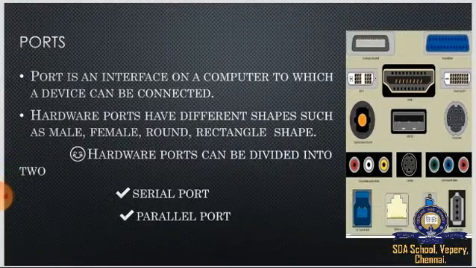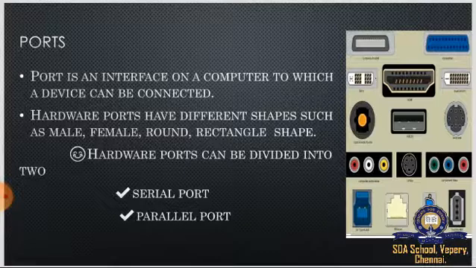Next we are going to see is ports. Port is an interface on a computer to which a device can be connected. Hardware ports have different shapes such as male, female, round and rectangle in shape. Hardware ports can be divided into two. First is serial port and second is parallel port.